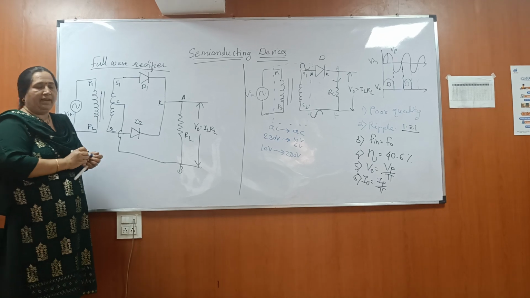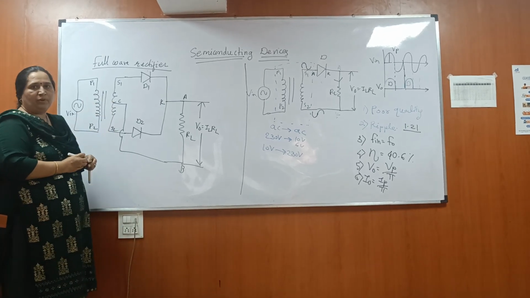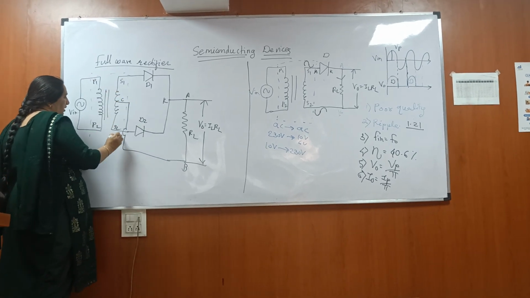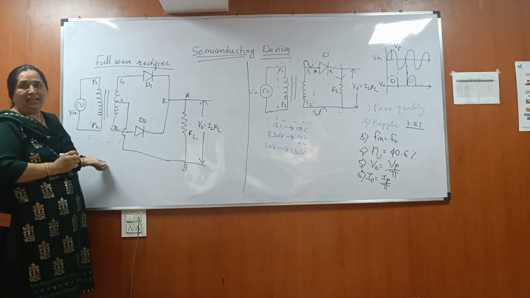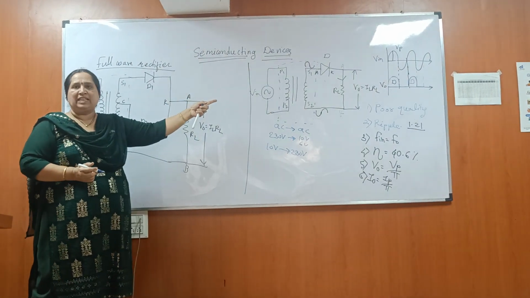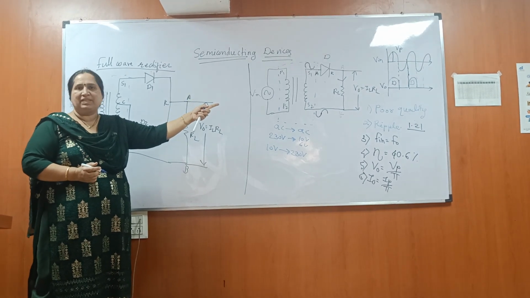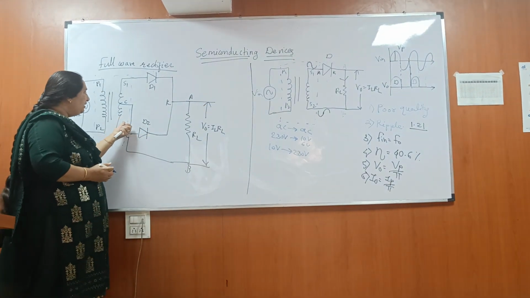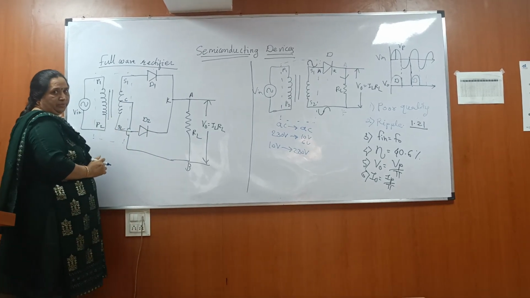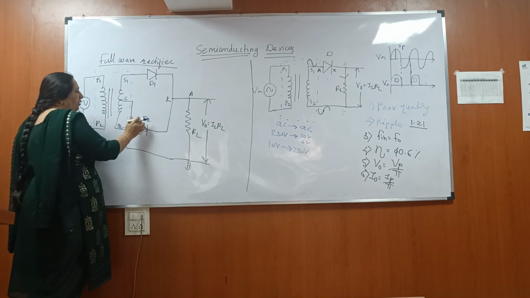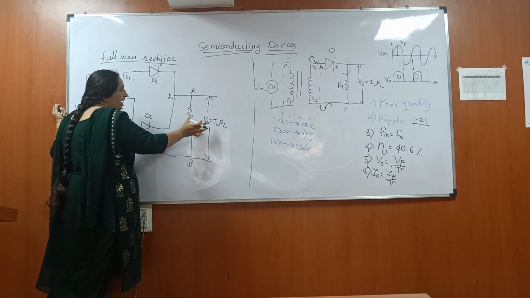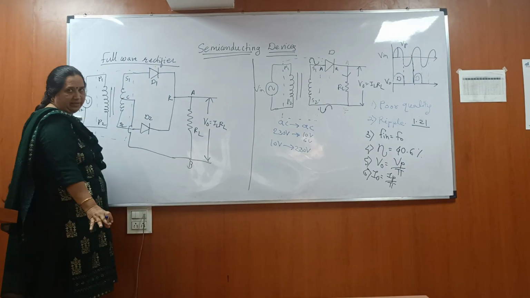In the full-wave rectifier, again this transformer is used. This transformer converts the given AC into the required AC. But in the half-wave case, a simple transformer is used, therefore the cost of the circuit is less. Now in this case, a center tap transformer is used. Instead of one diode, two diodes are used. Then this is the load resistance and output is taken across the load resistance.